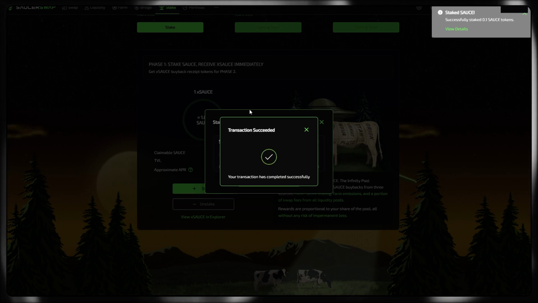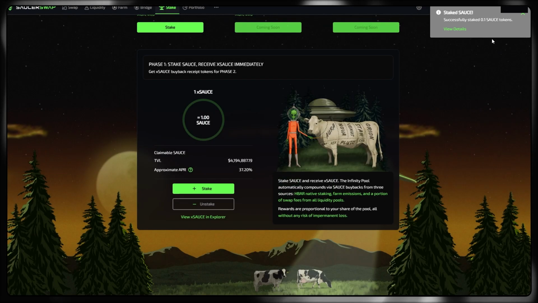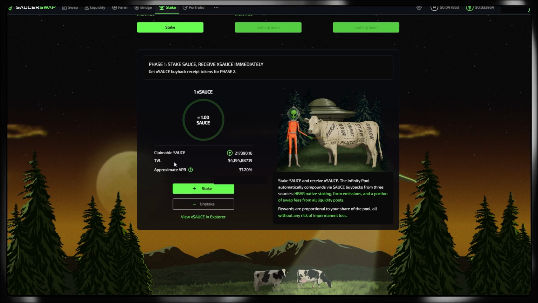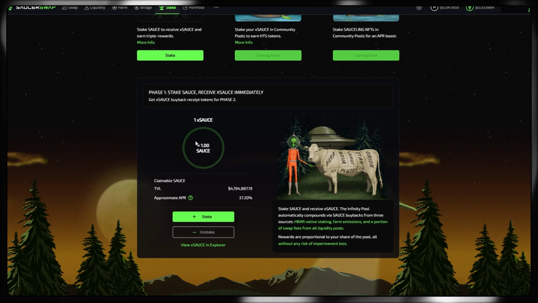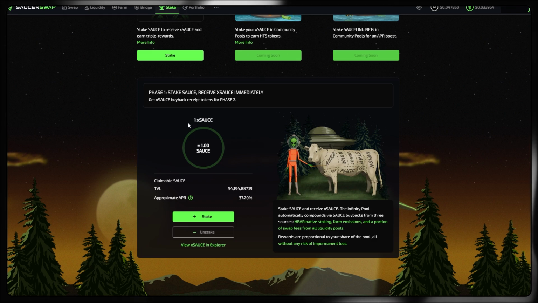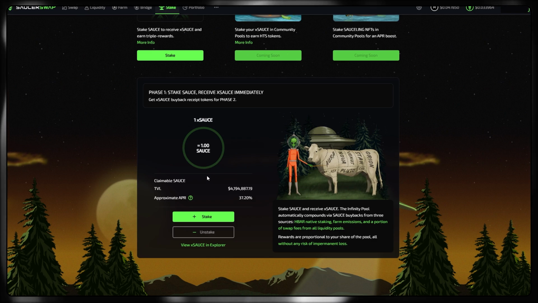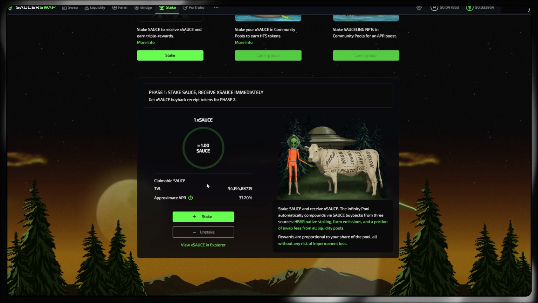And again, it's just waiting for that to take place. And we can see the transaction has actually succeeded. And my source balance has obviously increased by the 0.1. And we can see my claimable source is, of course, the figure that I've got in here currently. We can also see the current ratio between them, one X source being equal to one source. And of course, this will update every 24 hours or so to show that the value is increasing.